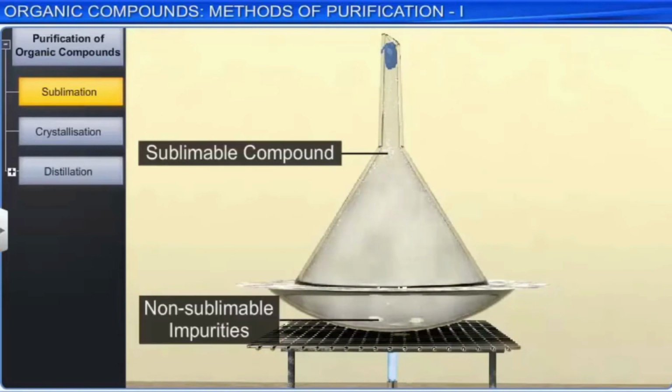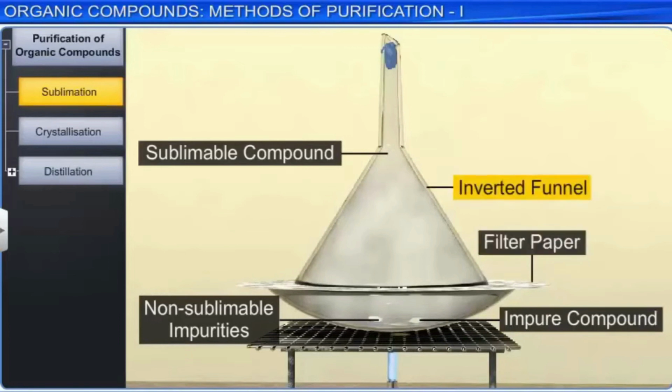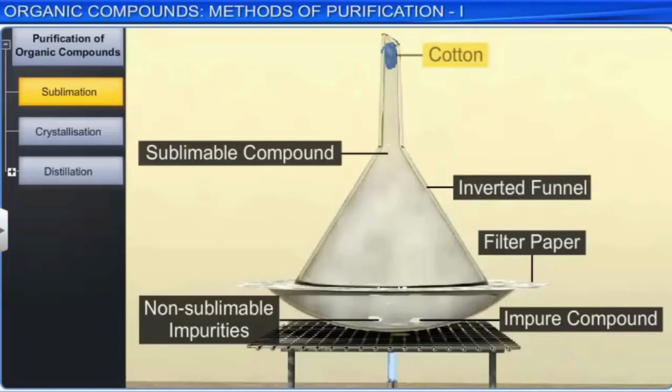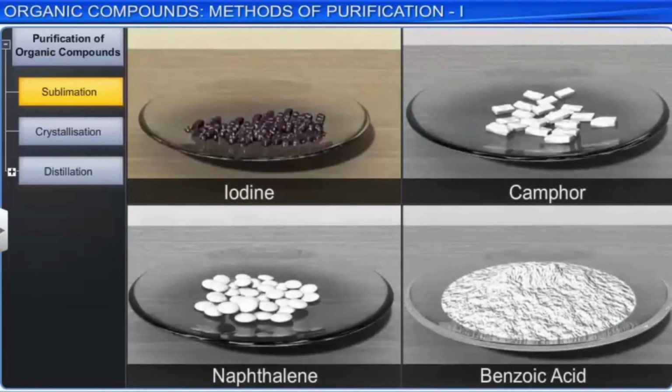In this process, the impure substance is heated in a dish covered with a perforated filter paper over which an inverted funnel is placed. The stem of the funnel is plugged with a little cotton. Vapors of the solid, which sublime, pass through the holes in the filter paper and condense on the cooler walls of the funnel. The non-volatile impurities are left behind in the dish. Iodine, camphor, naphthalene and benzoic acid are purified by this method.